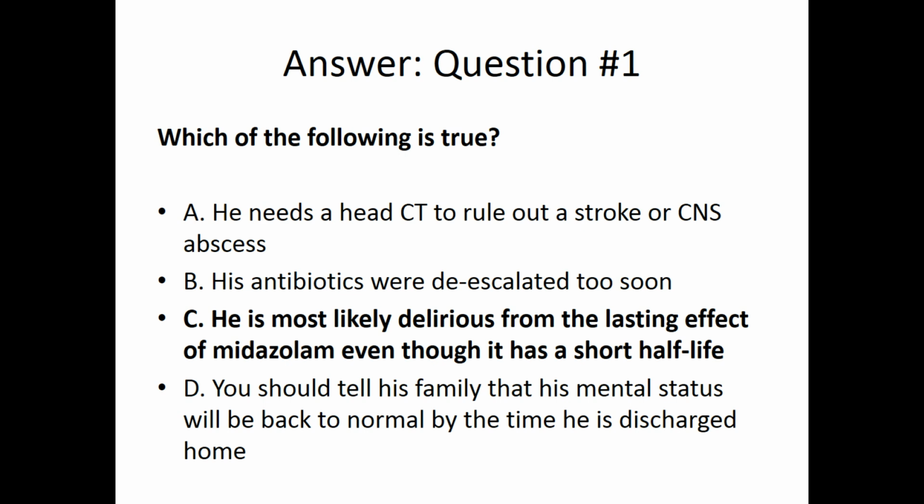I don't think it's true, as in B, that his antibiotics were de-escalated too soon. I think that we have to be good stewards of antibiotic use, and for somebody who has a confirmed infectious source, it's not just reasonable, but it's our obligation to de-escalate. So I think that's not the case, that he was de-escalated too soon. And in E, telling his family that they should expect him to be back to normal by the time he's discharged is really not reasonable, knowing that patients who have suffered delirium often will leave the hospital with some lasting effects, specifically with regard to cognition and so forth.